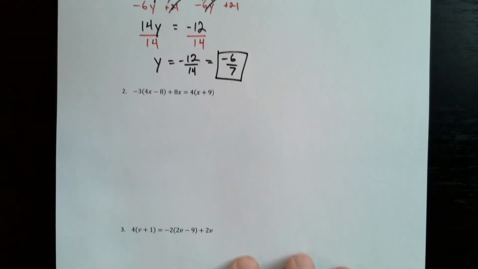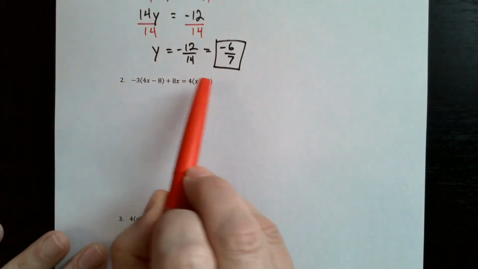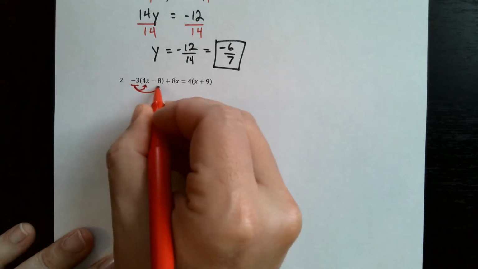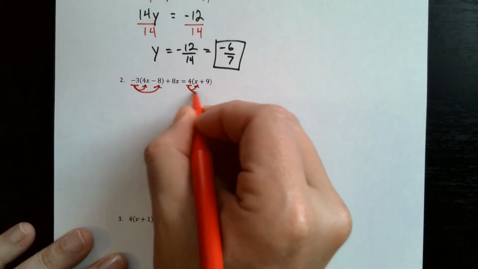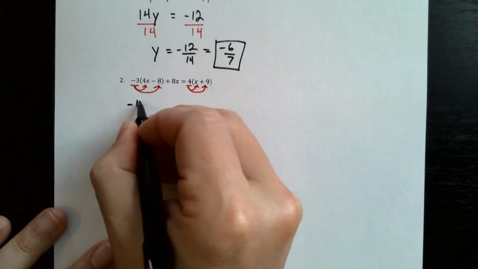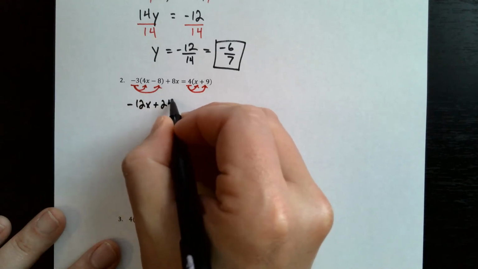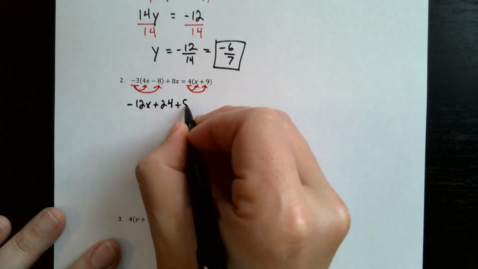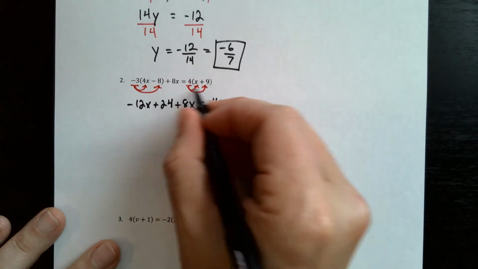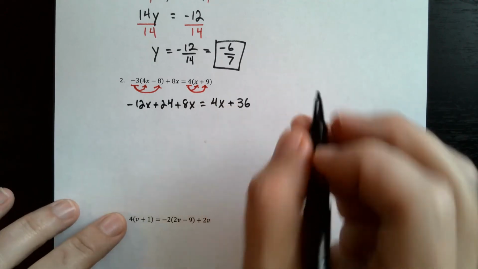Let's take a look at this next one. We've got the -3 out in front of this parentheses, and we've got a 4 out in front of this parentheses. So that's the first thing I'm going to take care of. Distribute and distribute. That -3 times 4x is -12x. -3 times -8 is positive 24. Drop down your plus 8x, and then distribute here, so that's equal to 4x, and then 4 times 9 is 36. Now I can combine like terms.